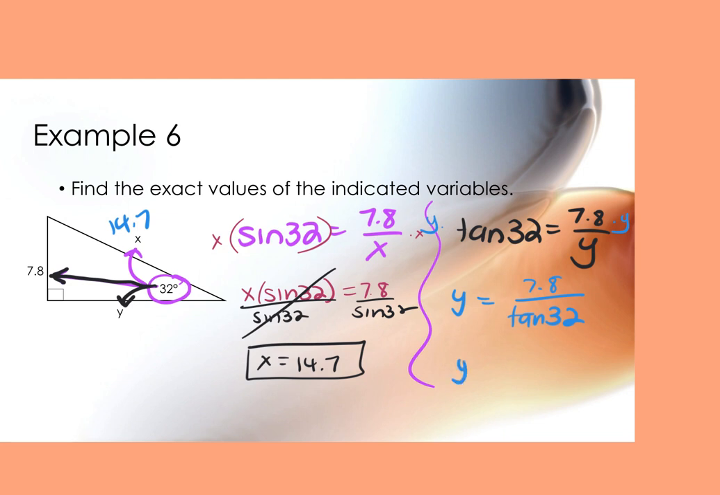And I get 12.5. Can I check this? What should be true about those three sides? What should be true about the relationship between them? They squared. Good. 7.8 squared plus 12.5 squared should equal 14.7 squared. And maybe not exact because we rounded them, but they should get pretty close. Questions?